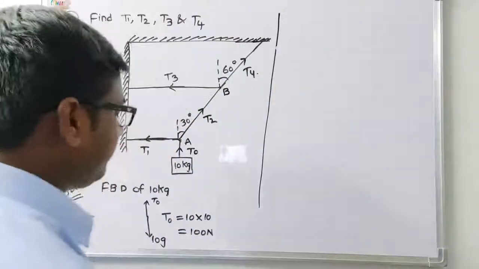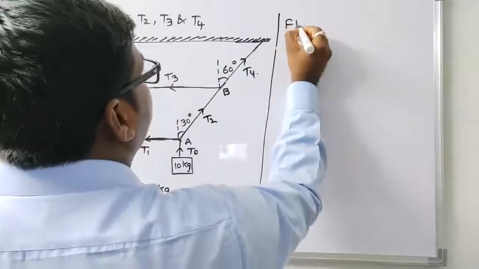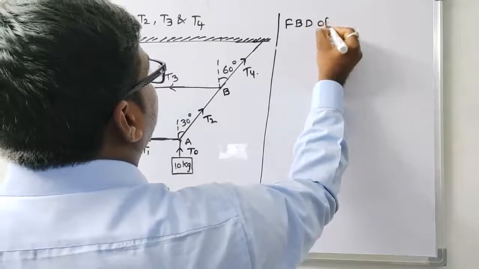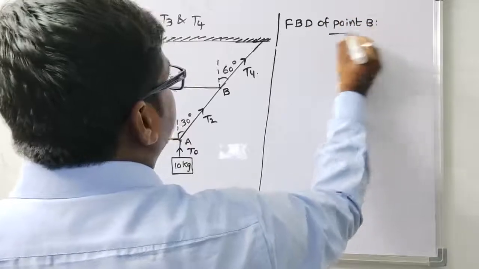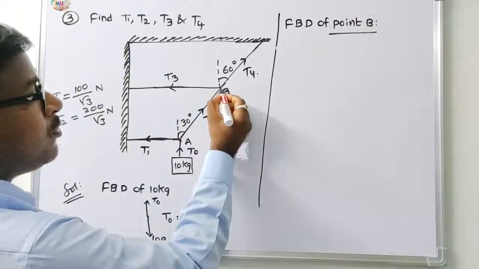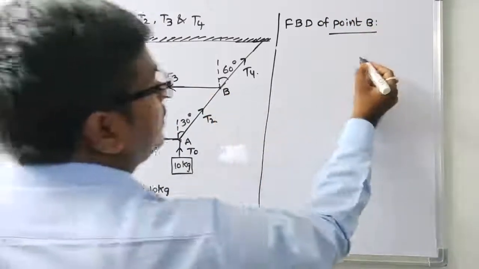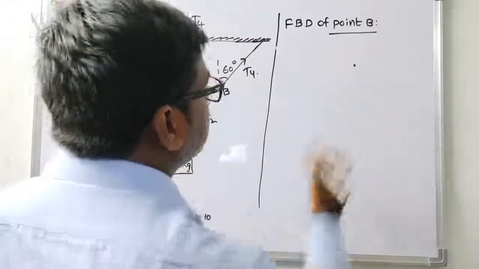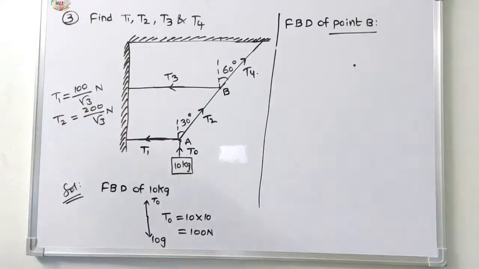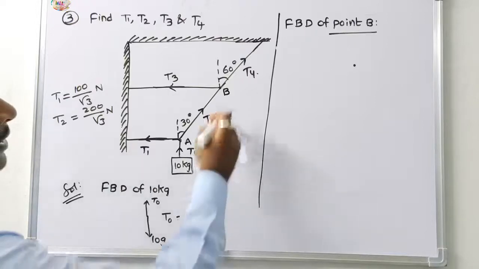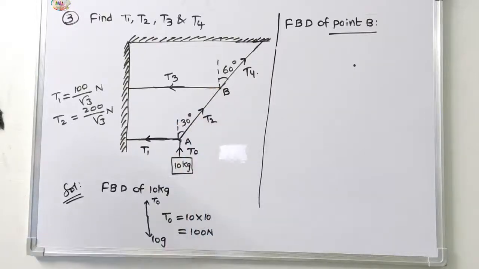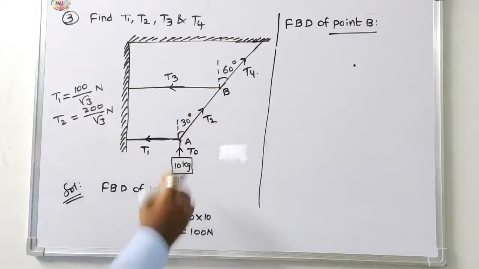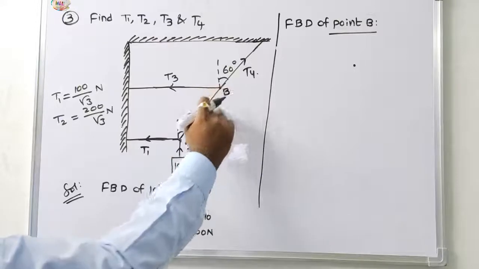Okay, point B. Find the free body diagram of point B. First, identify the object. On this side, the string makes an angle of 30 degrees; this is T2.